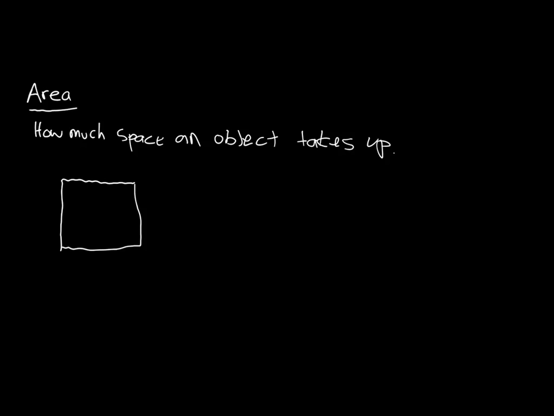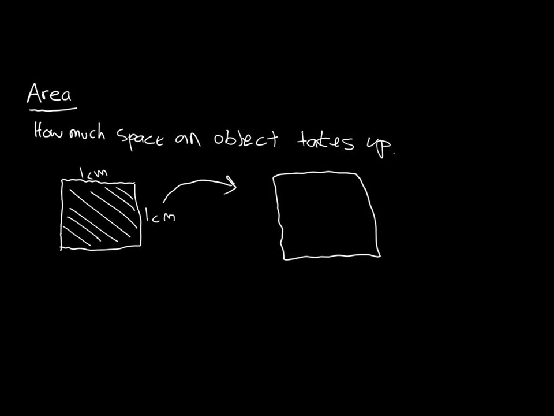So if we had a box that was 1 centimeter by 1 centimeter, it's a square, and we define this as a unit. So we say we've got a square 1 by 1, and then I gave you a different shape that was 2 centimeters by 2 centimeters. We want to think about how many of these 1 centimeter squares fit inside of this shape.